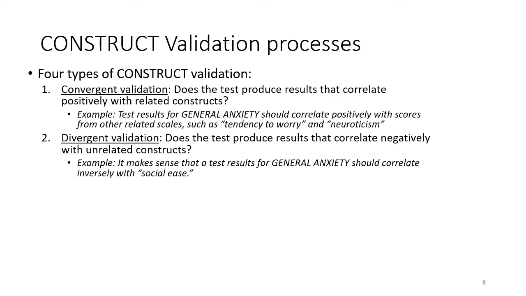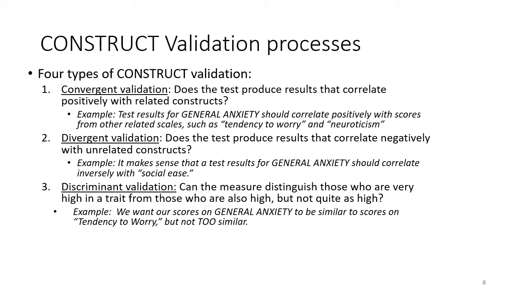Divergent validation is the opposite. Does the test produce results that correlate negatively with unrelated constructs? So for example, going back to our scale for general anxiety, we would expect that it would correlate inversely with social ease. So social ease is just being really comfortable, easy in social situations. And if someone has high scores on general anxiety, we'd sort of expect that they would have lower scores on this social easiness measure. If they didn't, if they had high scores on our new scale of general anxiety and high scores on social ease, we might say something seems not right here.